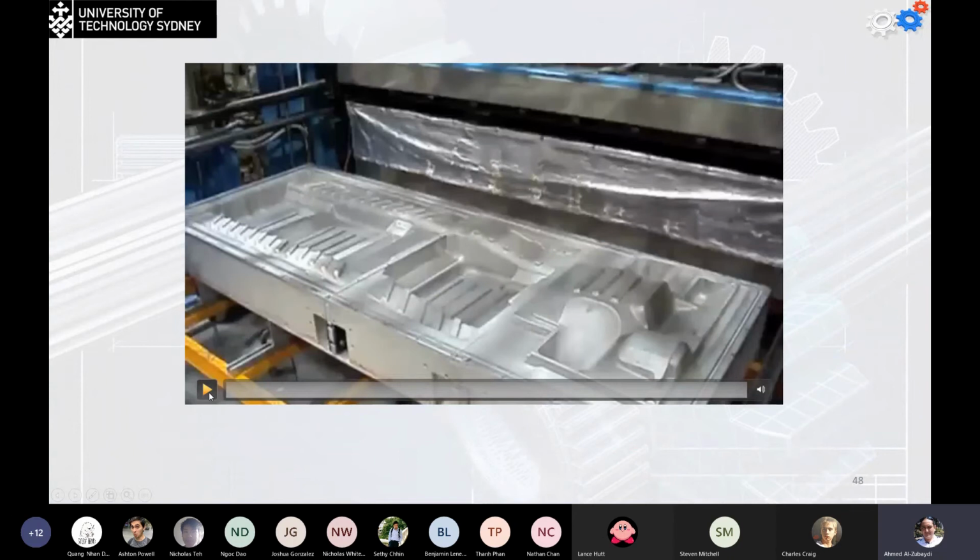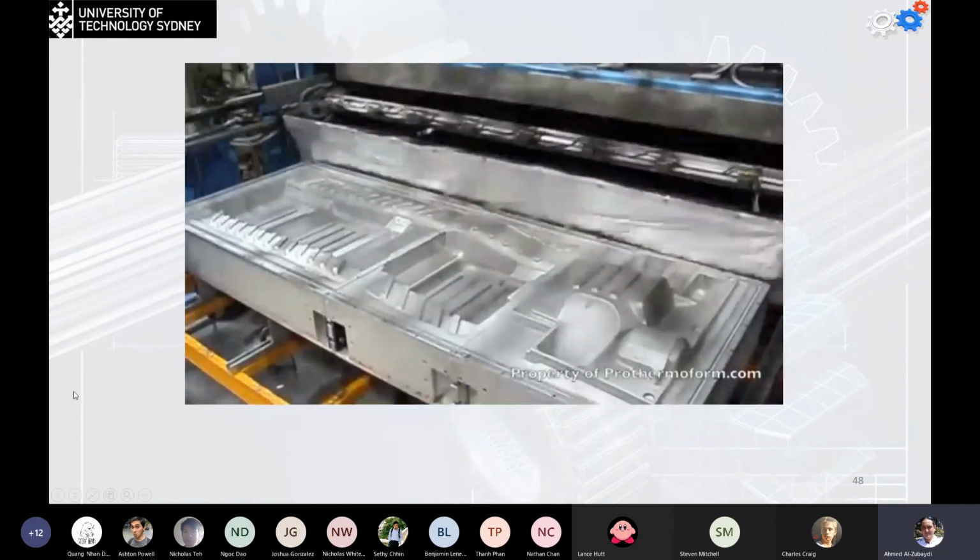And this is an example of this process. You can see that we are going to have the heaters. In this case, it's going to be at the top or the bottom, and the sheet or the film is going to be in between the heaters. This is my mold, and that's how it's done.